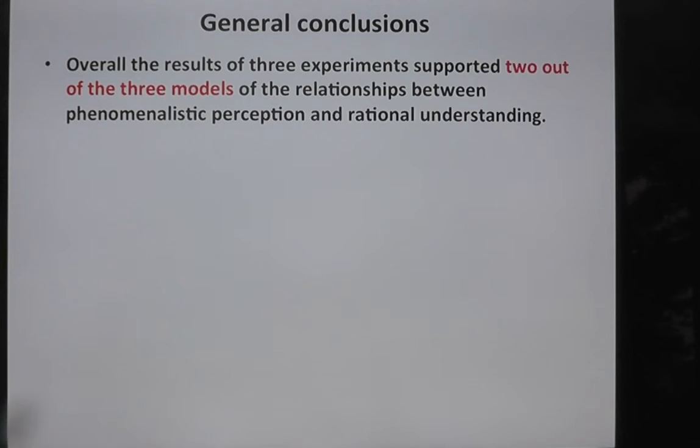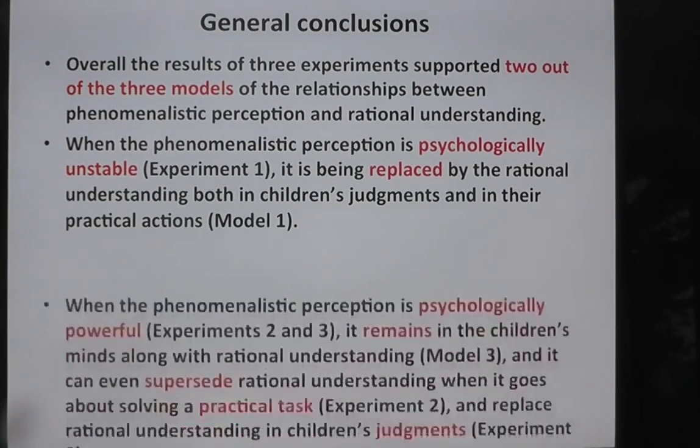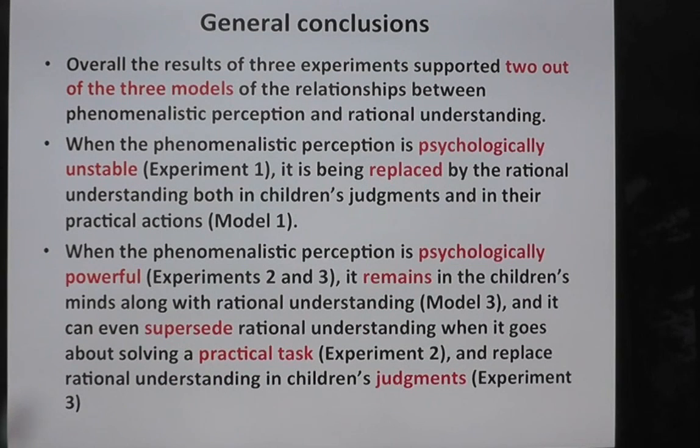Overall, the results of 3 experiments supported 2 out of the 3 models of the relationships between phenomenalistic perception and rational understanding. When the phenomenalistic perception is psychologically unstable, experiment 1, it is being replaced by the rational understanding, both in children's judgments and in their practical actions, Model 1. When the phenomenalistic perception is psychologically powerful, experiments 2 and 3, it remains in the children's minds along with rational understanding, Model 3. And it can even supersede rational understanding when it goes about solving a practical task, as in experiment 2, and replace rational understanding in children's judgments, as in experiment 3.